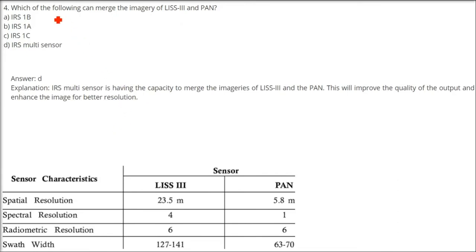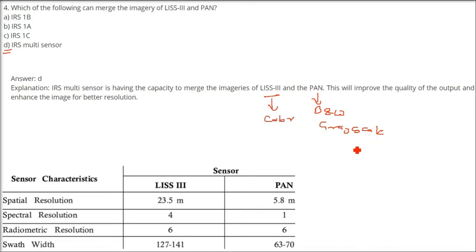Which of the following can merge the imagery of LISS 3 and PAN? LISS 3 and PAN, I already told you. So IRS multi-sensor has this capacity to merge these. Let me tell you what is merging of these and why we require it. LISS 3 and PAN. PAN is grayscale. As I told you, in layman's terms you can understand it as black and white. It's not exactly black and white, but you can understand grayscale.